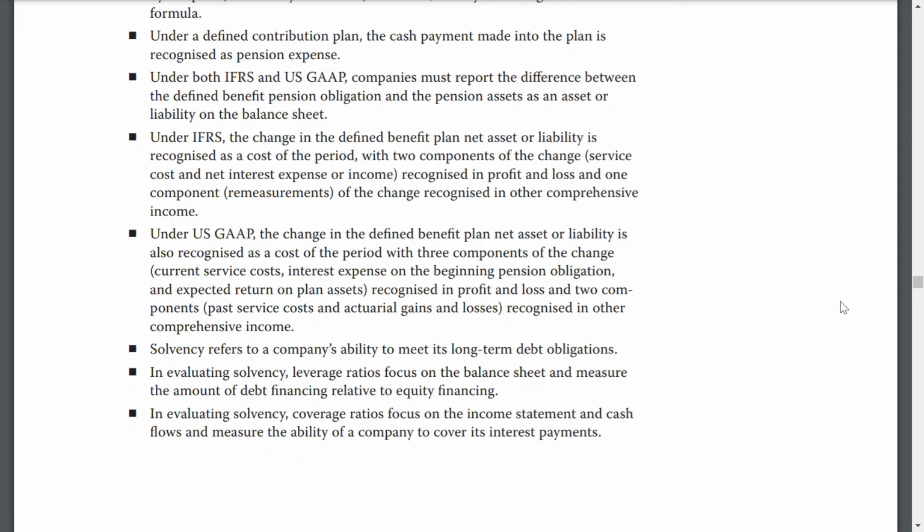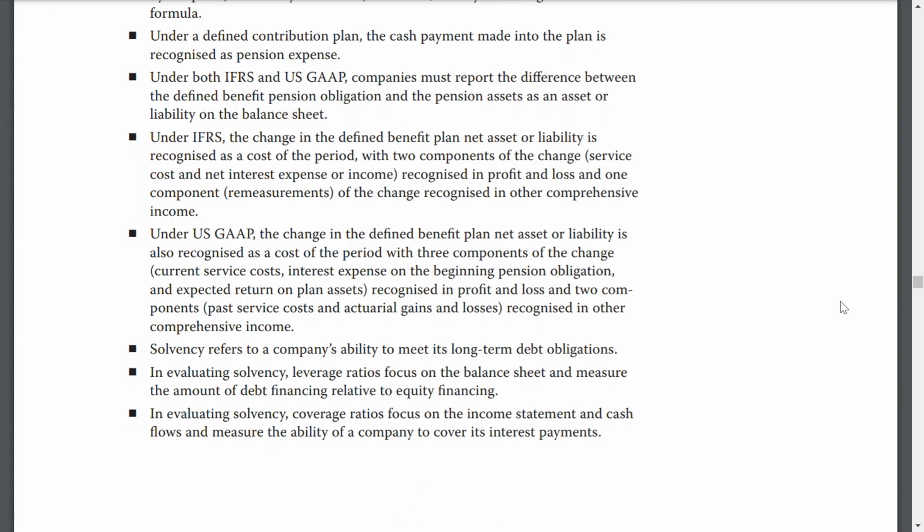Under both IFRS and US GAAP, companies must report the difference between the defined benefit pension obligation and the pension's assets as an asset or liability on the balance sheet. Under IFRS, the change in the defined benefit plan net asset or liability is recognized as a cost of the period, with two components, service cost and net interest expense or income, recognized in profit and loss, and one component, remeasurement, recognized in other comprehensive income.